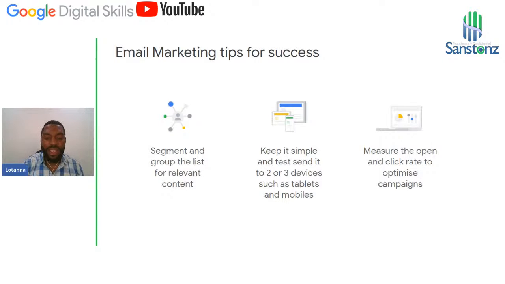Then keep it simple and send it to two or three devices such as tablets and mobile phones. Some of these gadgets have different screens, like the phone screen type, the tablet screen type and the desktop screen type. So you need to test run this on all these screen types to know that it displays properly on each of them before you send to the general public.